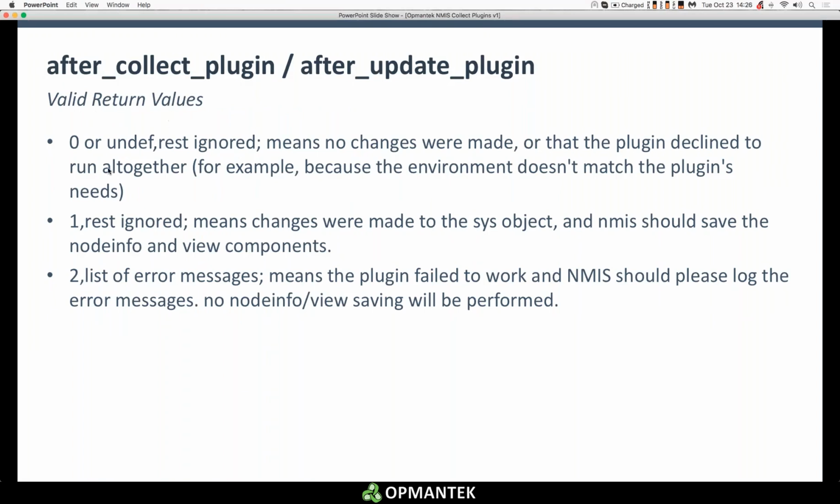So, valid return values, much like what we were looking at in the collect plugins and update plugin piece. 0 or undefined means no changes were made or that the plugin declined to run altogether. 1 means changes were made to the sys object, and NMIS should save node info and view components. And 2, with a list of error messages, means the plugin failed to work, and NMIS should please log the error messages. No node view or view saving will be performed.